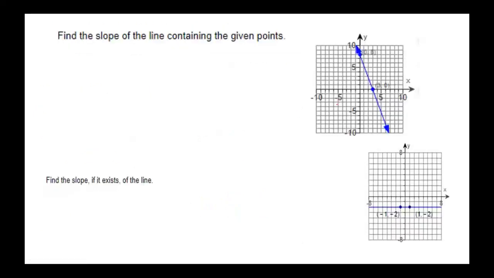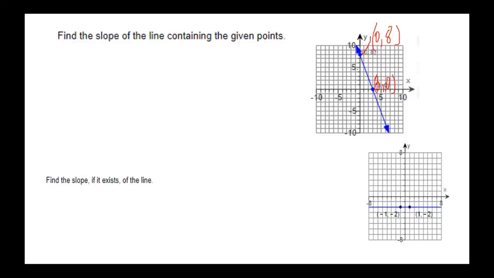Now these are screenshots from problems, just so that you can kind of see what your homework will look like. It says find the slope containing the given points, and it's awfully hard to read those points. I get that, so I'm going to write them down. This point here is 0, 8, and this point is 3, 0.